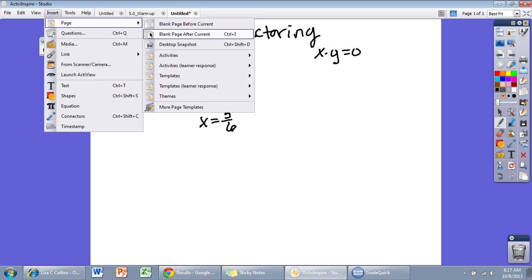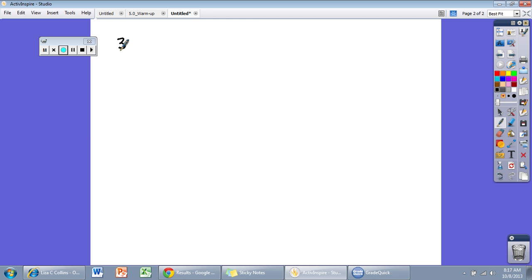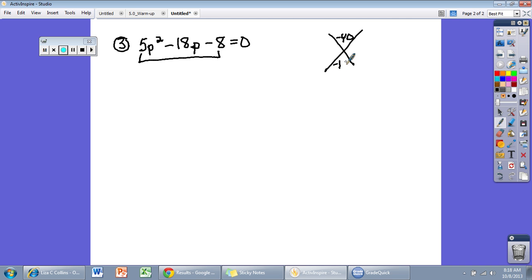So what we're going to look at is the next couple, for instance number 3, where it's been given to you 5p squared minus 18p minus 8 is equal to 0. So we need to solve this equation, and the only way that we can solve this is by factoring. So we look for our GCF. We don't see one. So we multiply 5 times the negative 8, and that gives us a negative 40. Okay, and we're looking for numbers that multiply to give us a negative 40 and add to give us a negative 18. Well, that is a negative 20 and a positive 2.